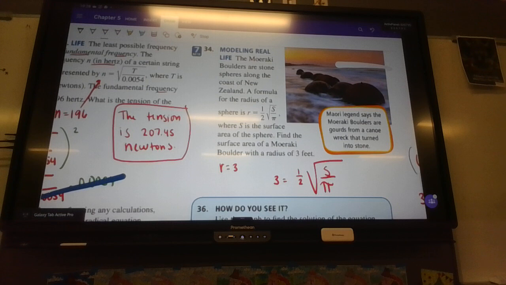Can you guys solve it from here? Just had to plug in 3 for r. I guess I would cancel. You have to isolate the square root. That's what we talked about yesterday. So I'm going to cancel this 1/2 by multiplying by its reciprocal. Reciprocals are really effective that way. 6. I see a 6 also.